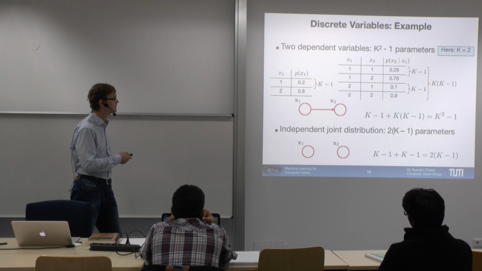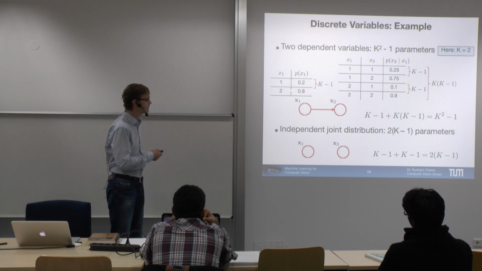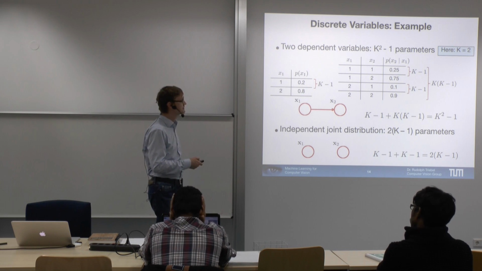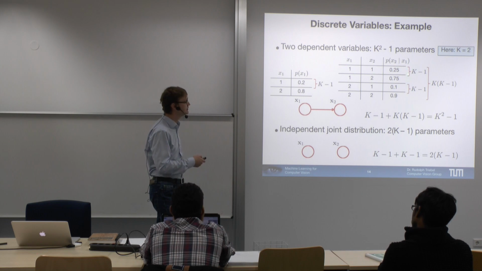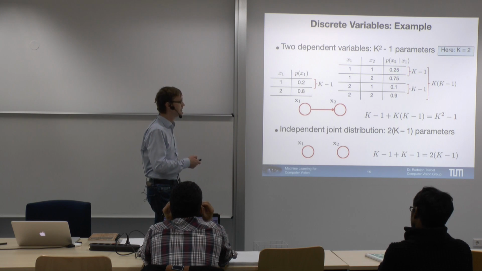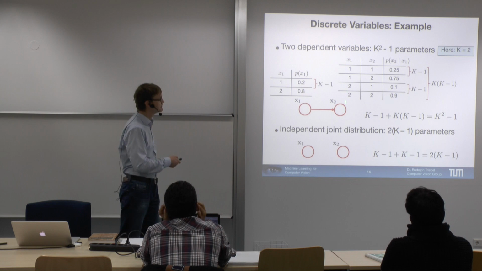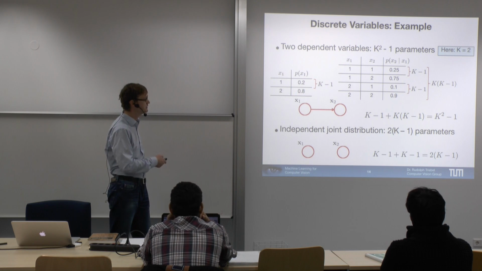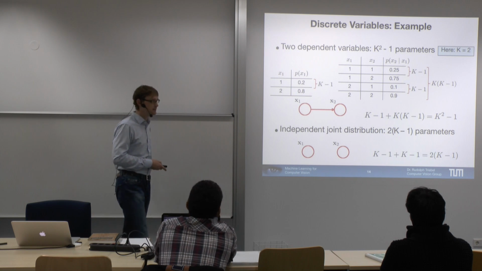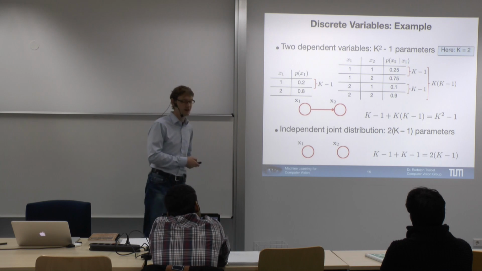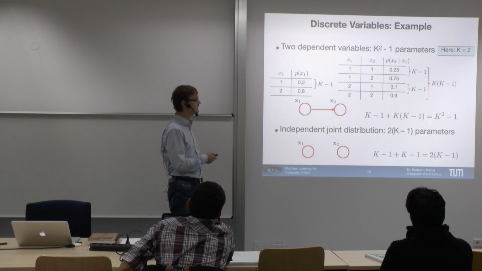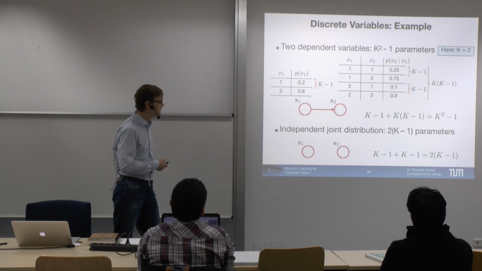If you just take 0.2, then you don't have to represent the 0.8 because it's just what completes 1. And the same is here. For every line here, we can do this again. We just need to store k minus 1, but we have to do this k times, for every state of x1. So we have k times k minus 1 plus the k minus 1 of here, which gives in general a number of k squared minus 1 lines or entries in these tables that we need.